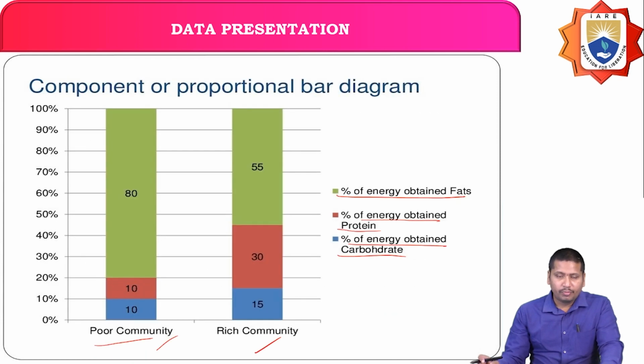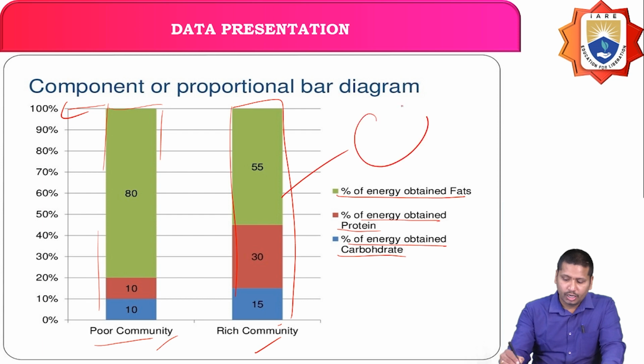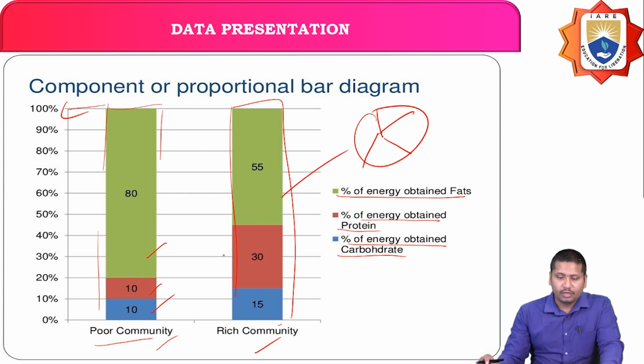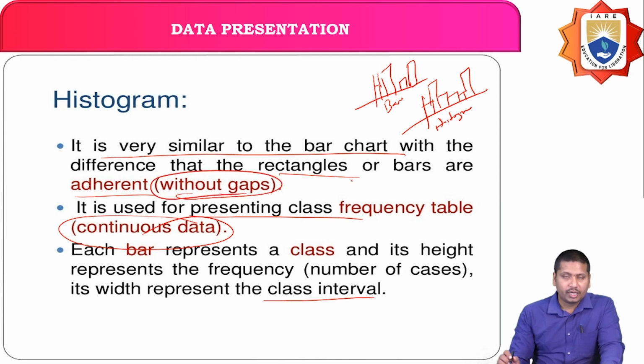And the component bar means the rectangle is divided to equal 100 percent, and each segment divides the rectangle into different portions. So, histogram. The only difference between the histogram and the bar chart is that a histogram should not maintain any gaps between the rectangles. If there are gaps, then it is a bar diagram.